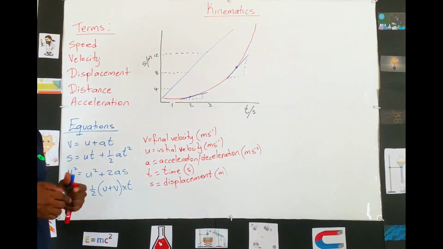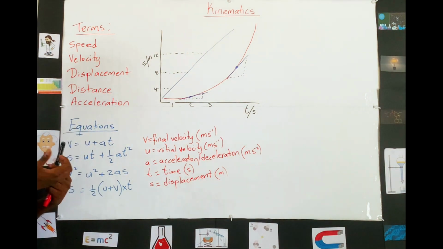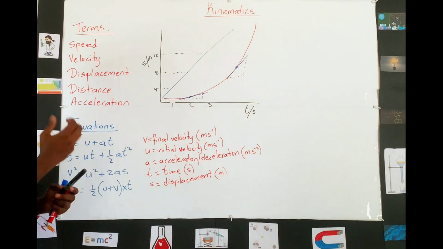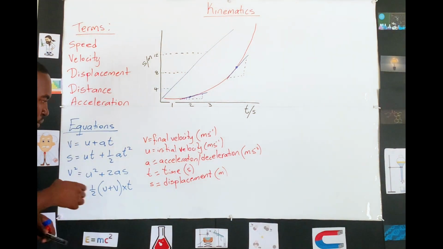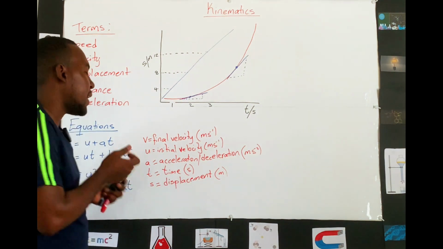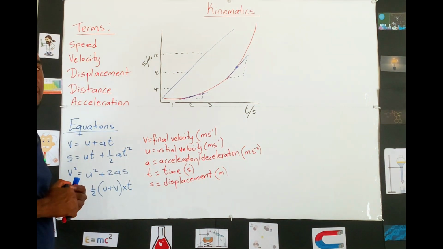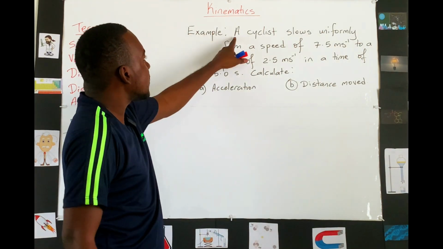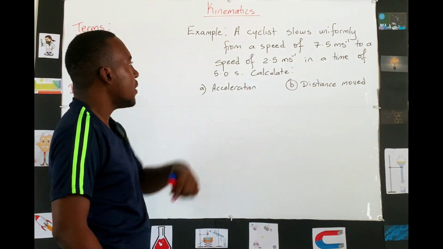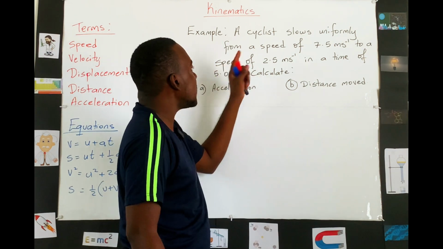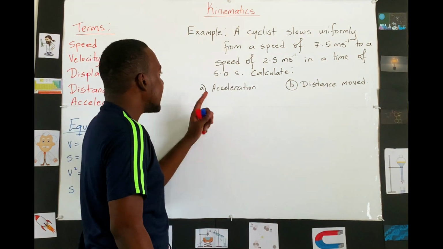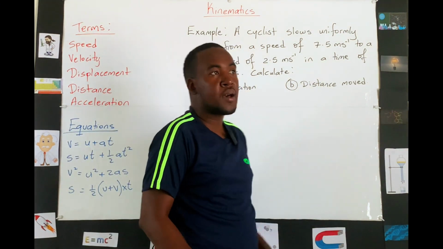How do we know which formula to use? It depends on what the question gives us and what we're finding. So for one, the equation has to have what we're given, and it also has to have the unknown which we need to find. All right, so we're going to do one question that utilizes at least one or two of these equations. Let's look at this example here. It says a cyclist slows uniformly from a speed of 7.5 meters per second to a speed of 2.5 meters per second in a given time of 5 seconds. Calculate the acceleration and also the distance moved.